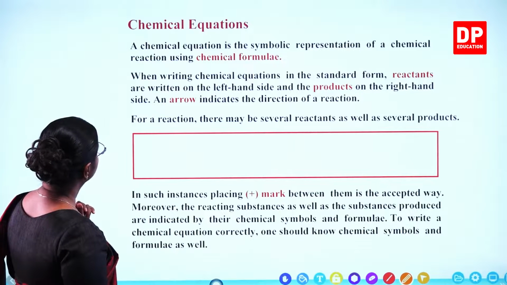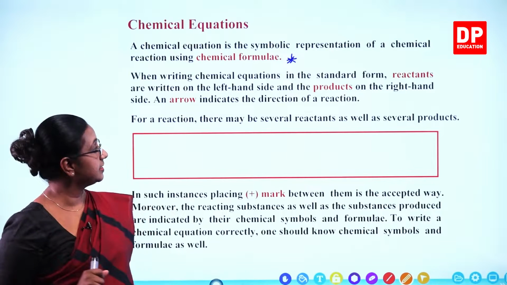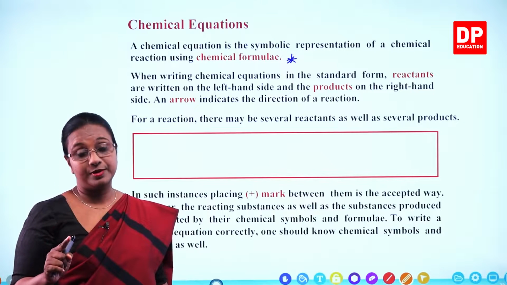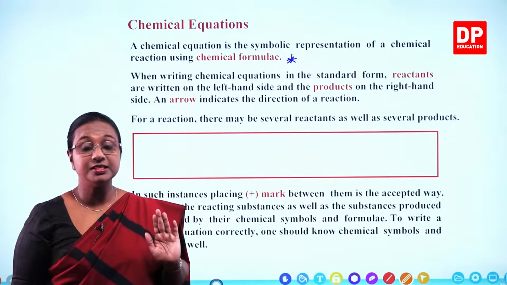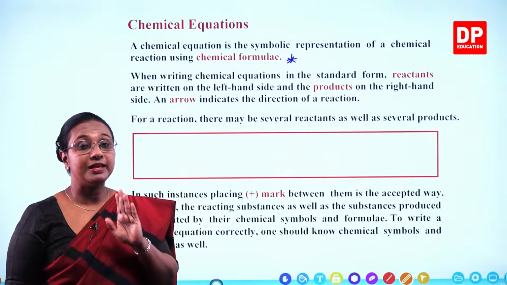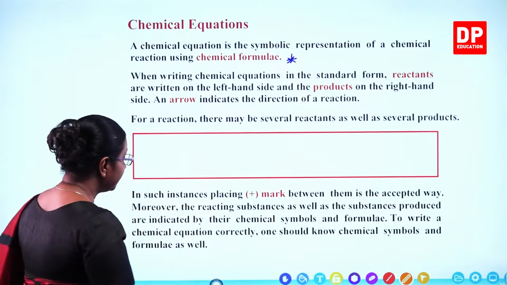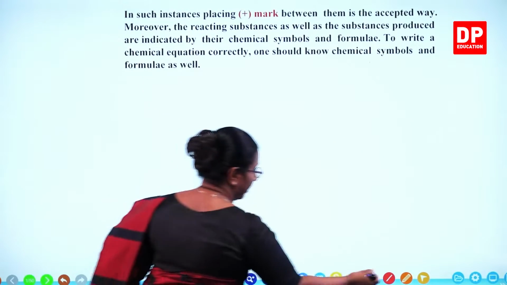Chemical equations. A chemical equation is the symbolic representation of a chemical reaction using chemical formulae. So here, that is the symbolic representation of a chemical reaction using chemical formulae. So when we start this part of the lesson, you should be very familiar with writing chemical formulae. So I will just go through writing chemical formulae.